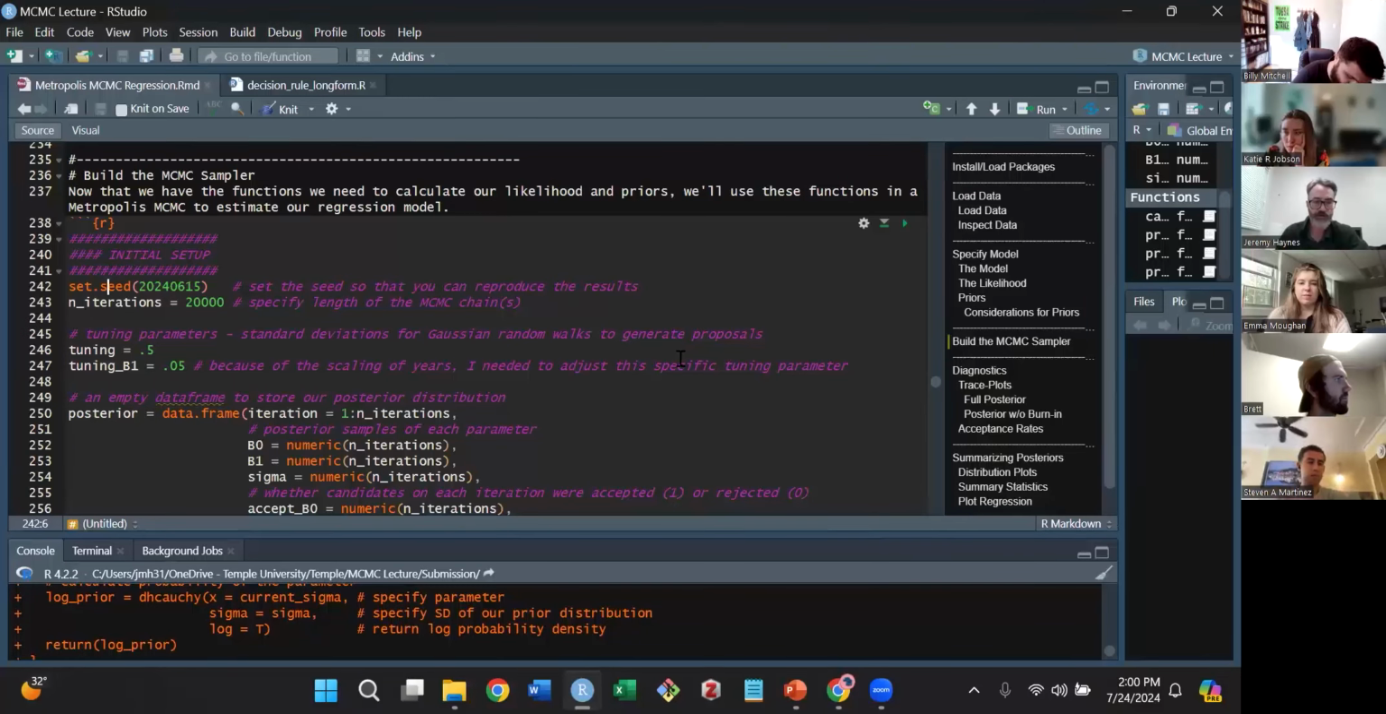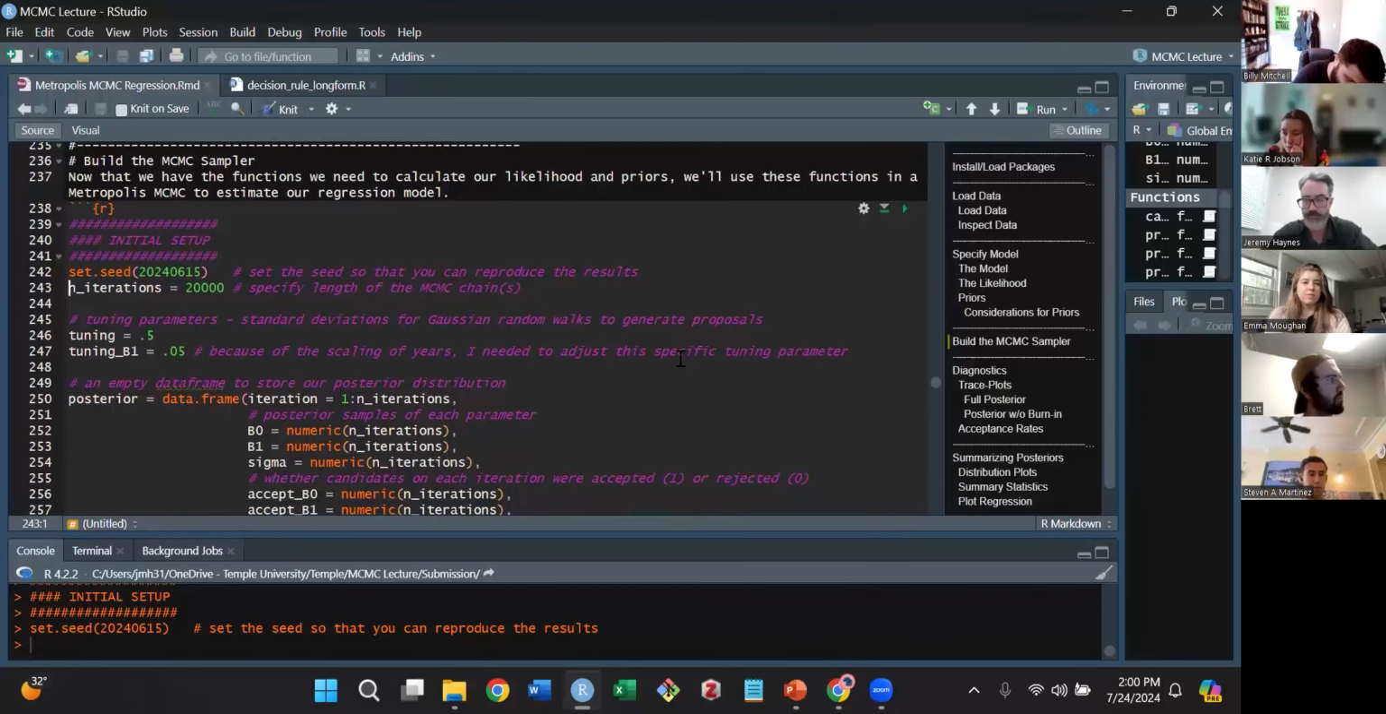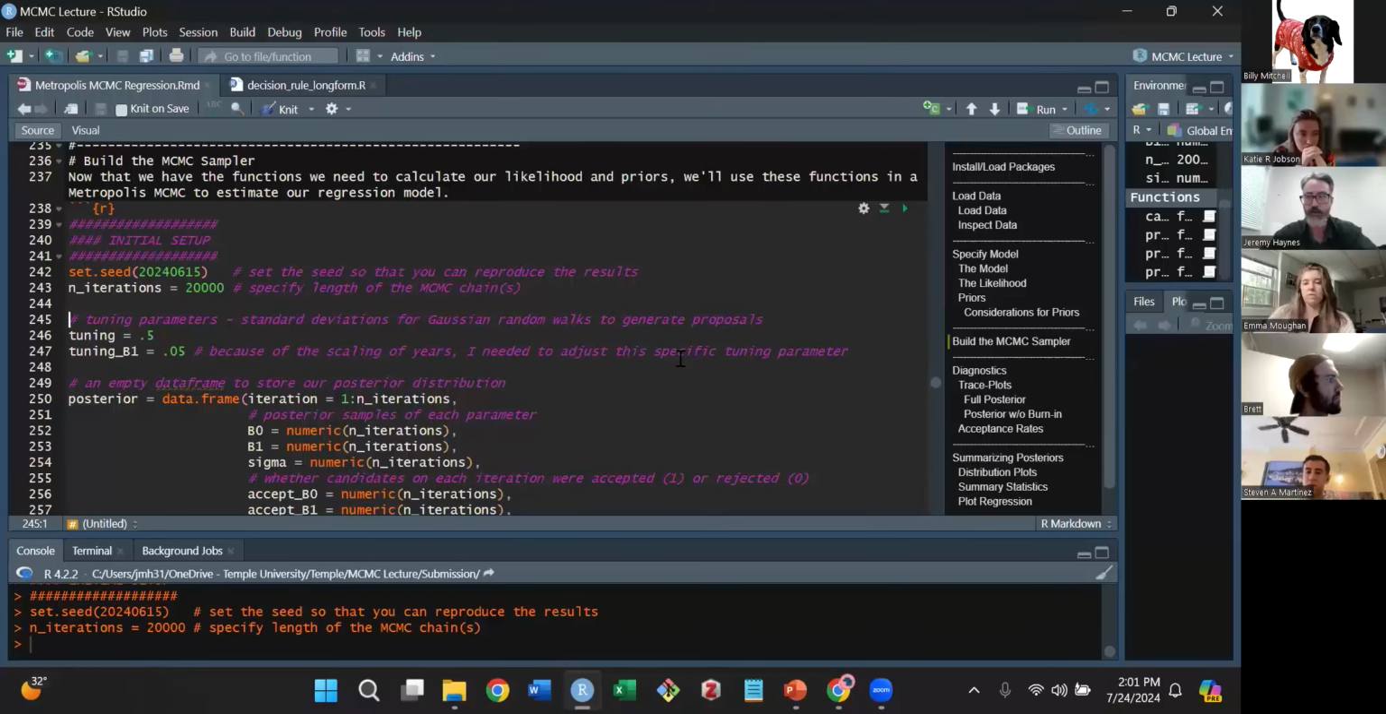Because we're drawing random samples, we want to set our seeds so that we can reproduce these results. We're going to specify the number of iterations of our MCMC chain. In this case, I specified 20,000. That's pretty big. I don't know if there's a hard and fast rule. Generally speaking, if it's a difficult model to estimate, you might use a higher number of iterations, but of course that takes longer.